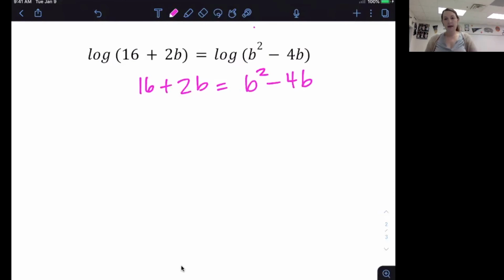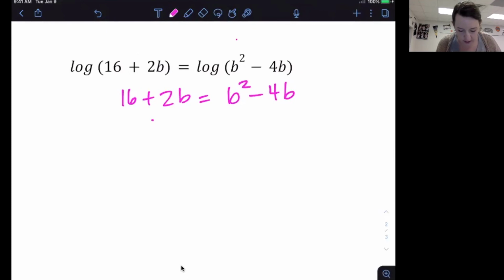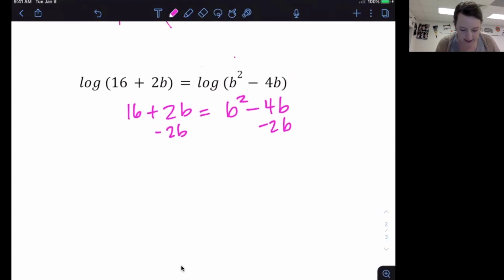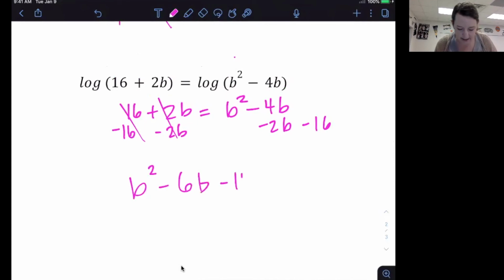So since we have that b squared term, we're going to need to get everything to the same side. We're going to need to get it in standard form. So I'm going to go ahead and subtract the 2b and the 16 and get everything over there with the b squared. So I've got b squared minus 6b minus 16 equals 0.